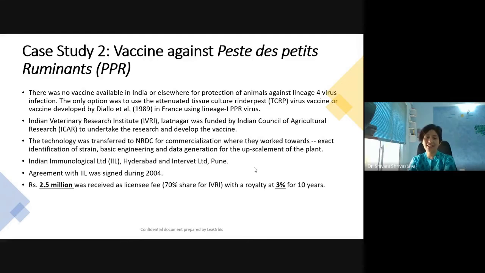Here you can see the license fee paid was 2.5 million, with a royalty of 3%. So you can see the royalty is kind of the same. As I said, it is usually 3 to 5%.